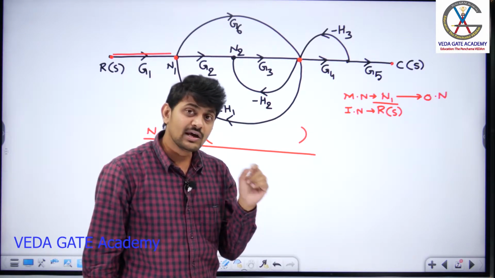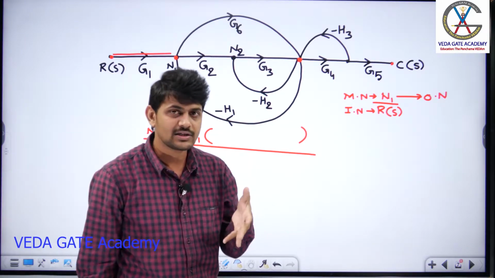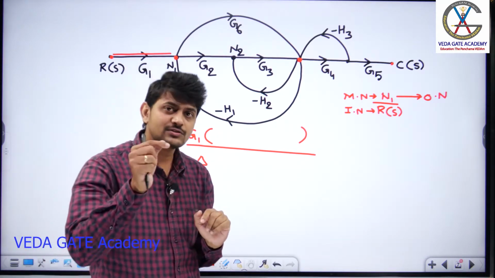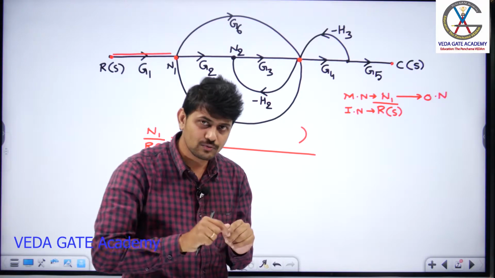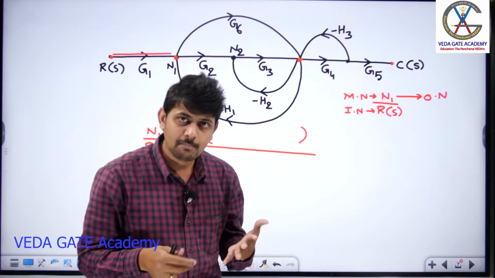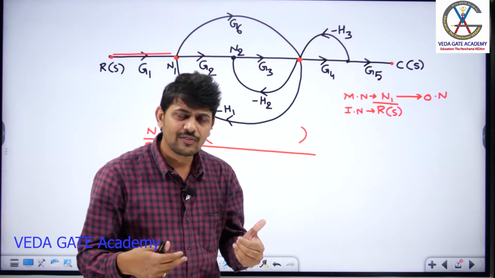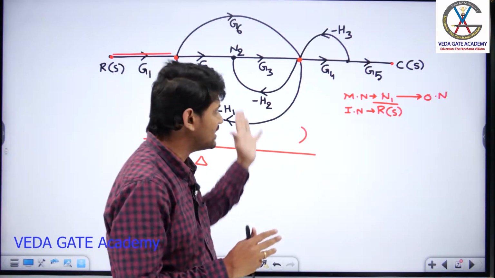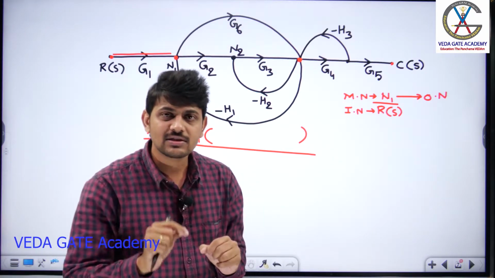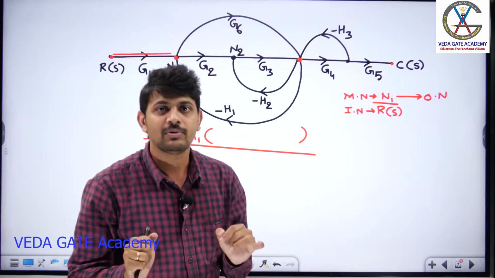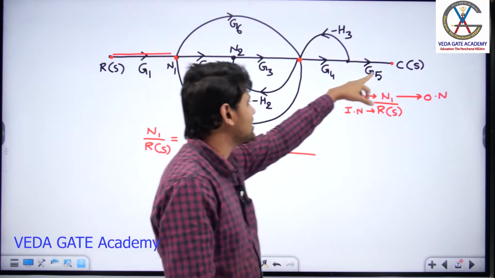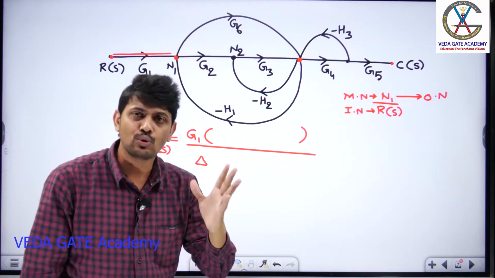So from this discussion, what can we understand? Delta involves the determination of all the loops. It may be individual loops, or two non-touching, or three non-touching. But as we have discussed, the loops will be calculated for the entire system. That means, can I say delta for a given system will remain the same? Delta for a given system will remain the same whether you are calculating the transfer function between any two nodes of our interest.